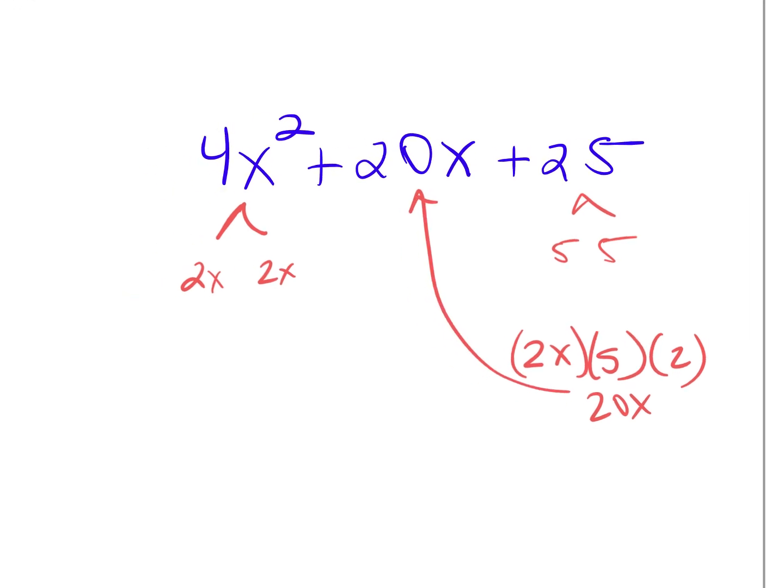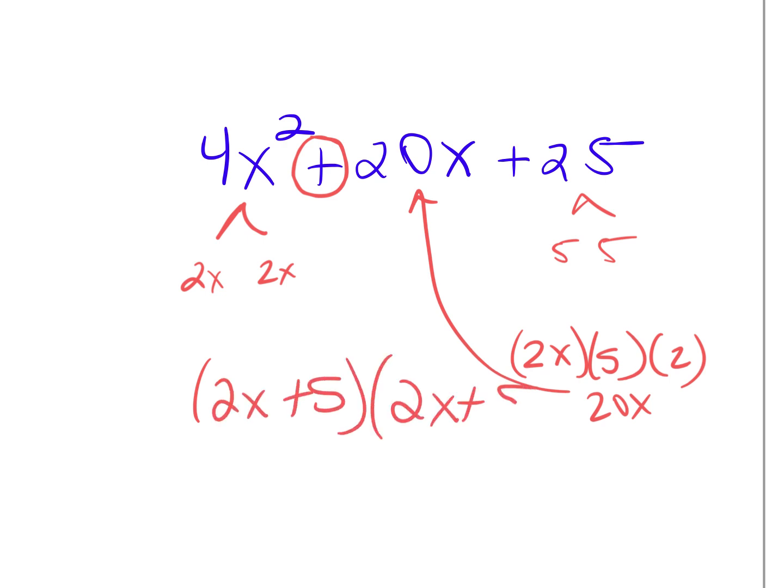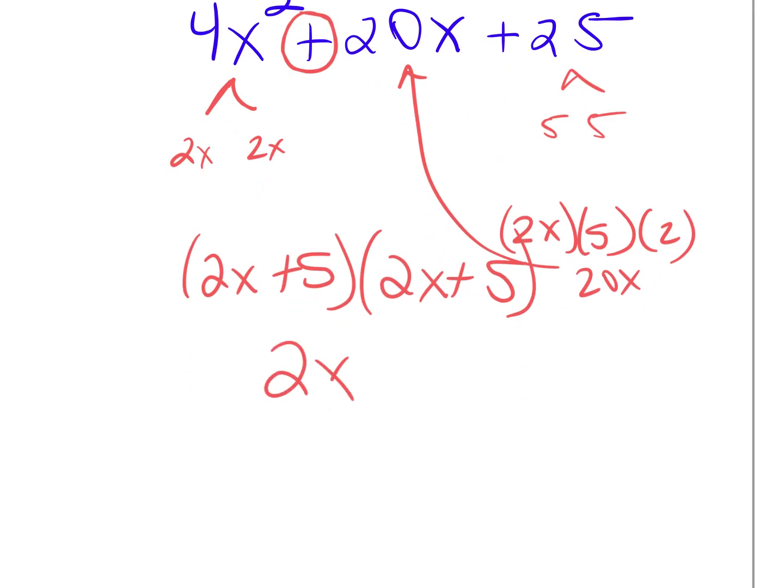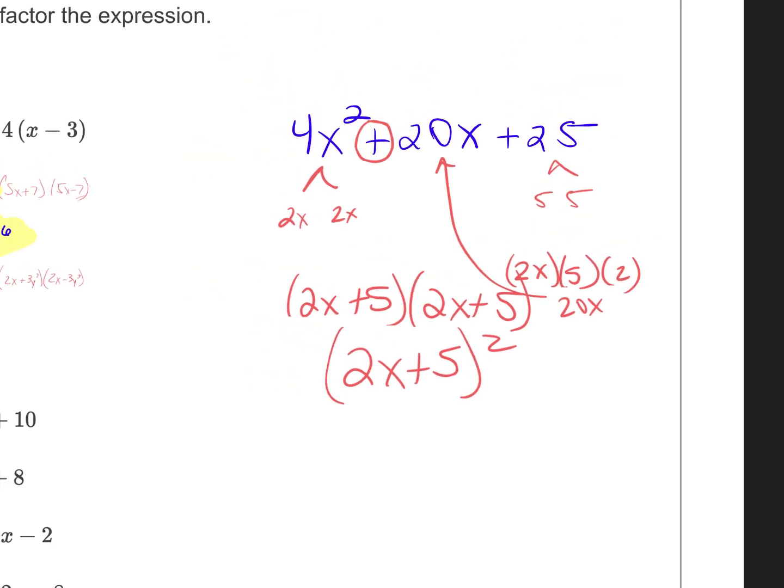How do you know what sign goes in your binomial? The sign with the middle term. So this would be 2x plus 5 times 2x plus 5. What is another way that I could write that? 2x plus 5 quantity squared. Good. Good, good, good.